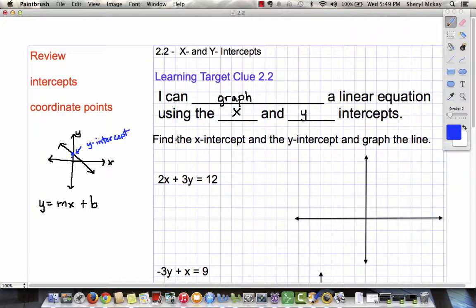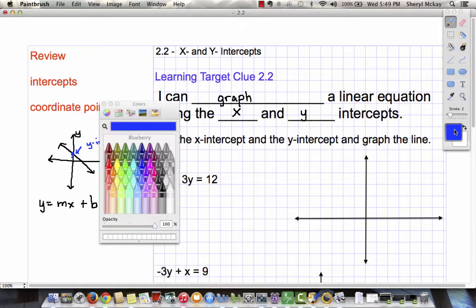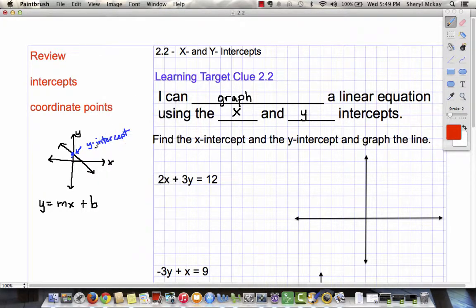And where the line crosses the x-axis is right about there. And that also looks like it's about at 2, if we said that was 1, 2. That's called the x-intercept.